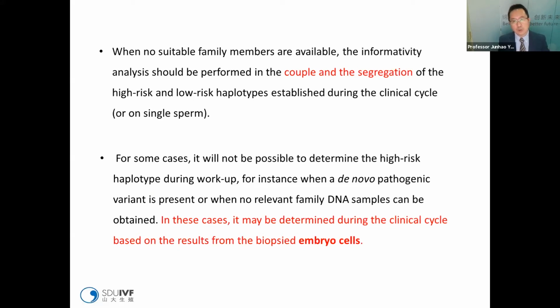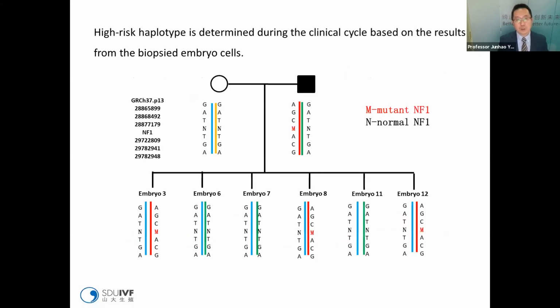For instance, when a de novo pathogenic variant is present, or when no relevant family DNA samples can be obtained. So in these cases, it may be determined during the clinical cycle based on the result from the biopsied embryo cells. As shown in this figure, the high-risk haplotype is determined during the clinical cycle based on the result from the biopsied embryos. From the embryos, we can compare with the parents, and we do SNP linkage analysis, and we can find the correct result.